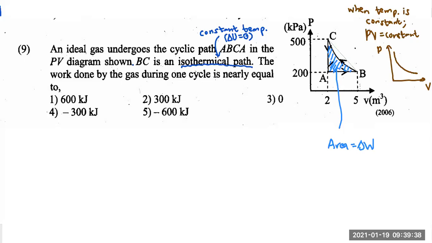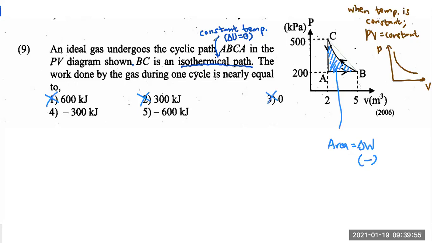Let's try to find out whether it's plus or minus. Now, A, B, B, C, A, again, it's anti-clockwise. Therefore, delta W is negative. Delta W is definitely negative. Therefore, first and second and third are wrong. It should be a negative answer.